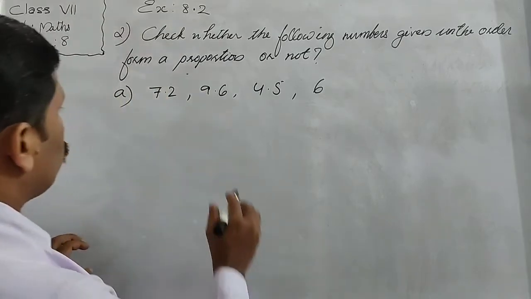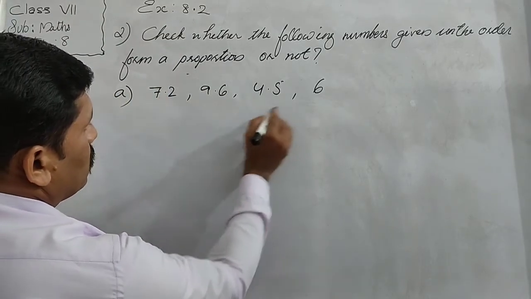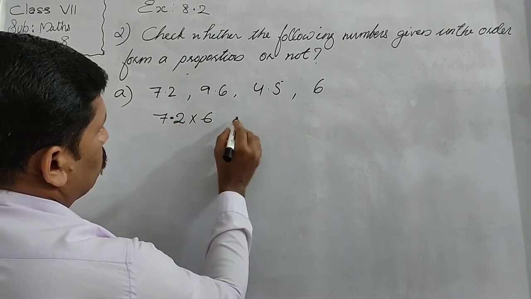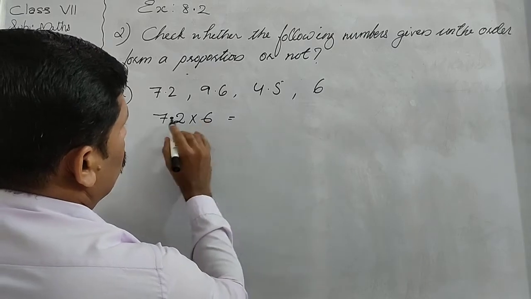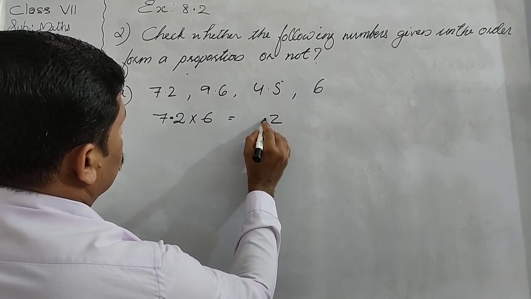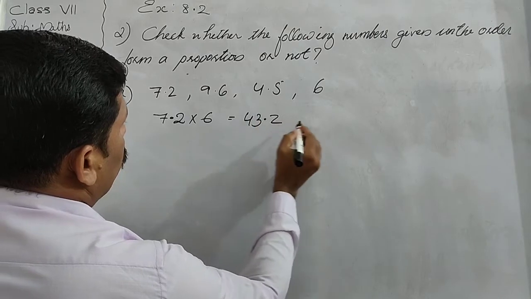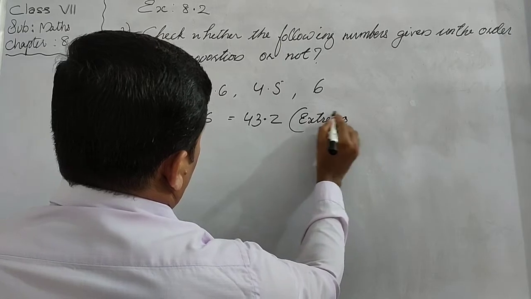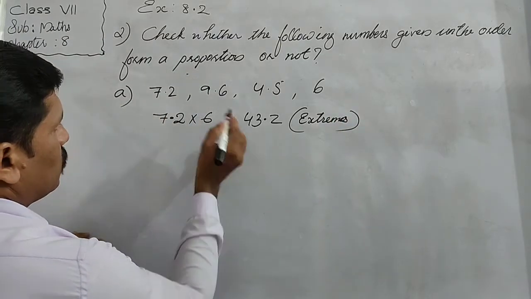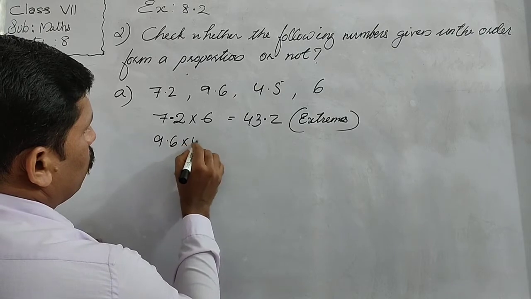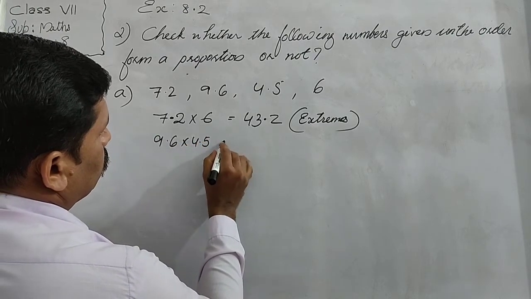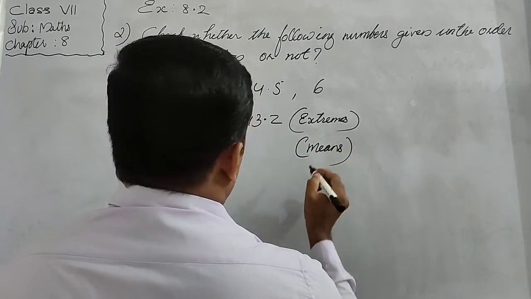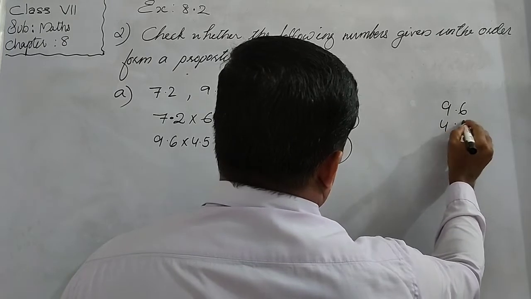So we check the product of extremes. First of all, the product of extremes: these are 7.2 and 6, they are the extremes. That we multiply, which means 43.2. And then we take the product of means, which are 9.6 and 4.5. They are the means, so we multiply those, 9.6 and 4.5.